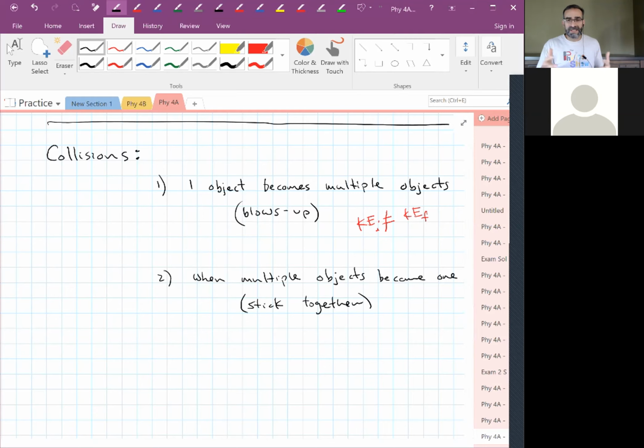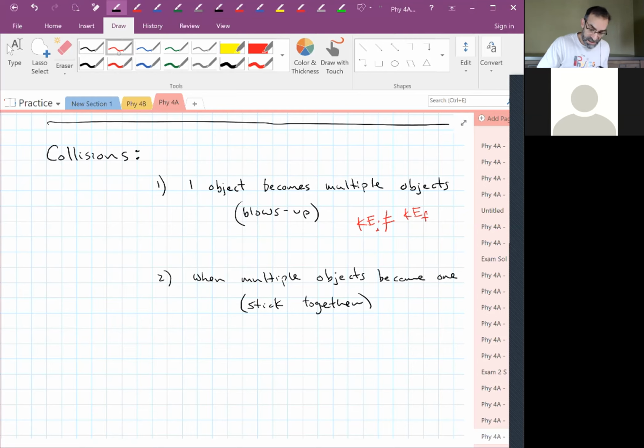Or if you want to go back to our ice skater example, you've got somebody standing on their ice skates, and somebody's skating along really fast, and they grab them and give them a bear hug, and the two skaters move together afterwards. Something like that. Two objects sticking together and then moving as one afterwards. Sometimes that happens in automobile accidents. The cars crash together and the metal gets intertwined, and the two cars stick together and move off in some direction, stuck together.